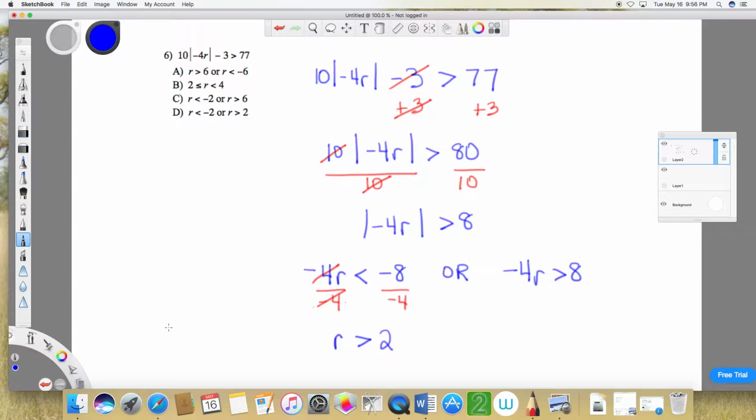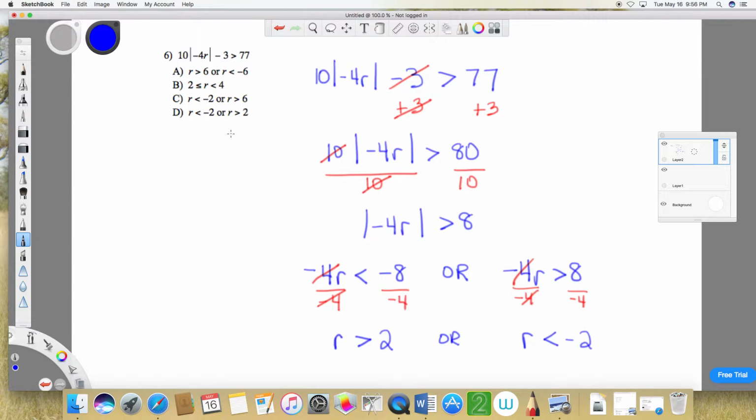Let's come over here and do the same thing. We'll divide each side by negative 4. Negative 4 divided by negative 4 is 1. So on the left we have our r. But I divided by a negative number, so I have to change the direction. It's now pointing to the left, and positive 8 divided by negative 4 is negative 2. So this is the answer that I'm looking for up here.